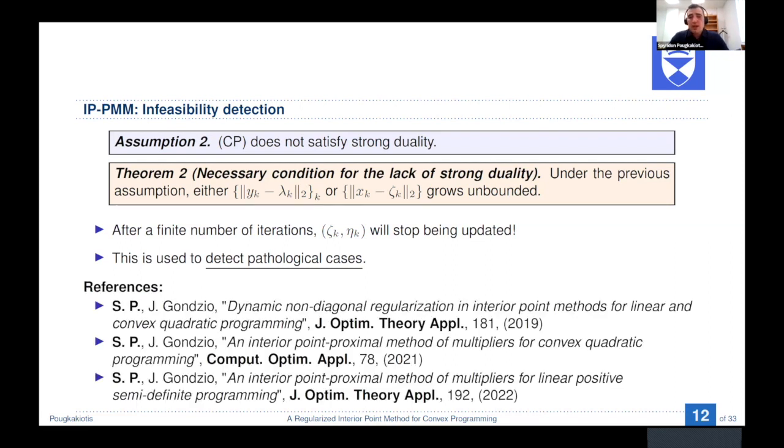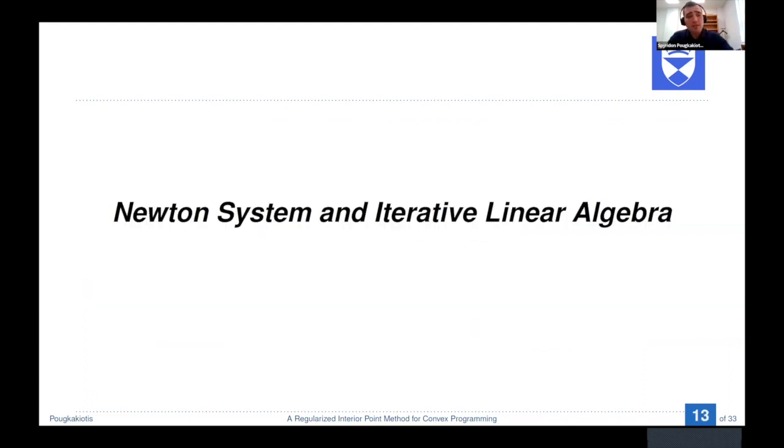So this has been a long line of work during my PhD studies. And so far, what we have achieved is a method that is both robust because we regularize it, so we don't have to worry about rank deficiency of the constraints or other intricacies, and at the same time it's still polynomially convergent for a wide class of convex optimization problems, so it's both robust and efficient. However, there was a third goal which relates to scalability. And for that reason, I want to briefly discuss iterative linear algebra for the solution of the Newton system.